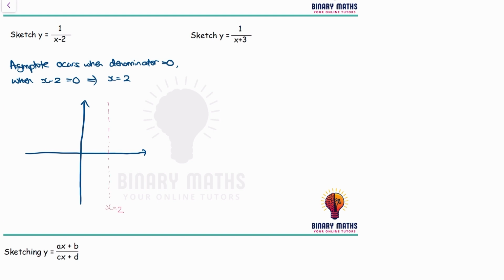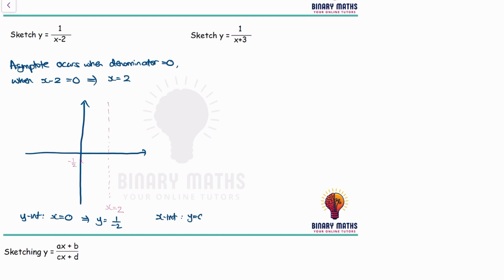x equals 2. Okay, again, we can find the x-intercept and the y-intercept. So we want to get the y-intercept. So x is equal to 0. We know x is equal to 0 at the y-intercept, which means y is equal to 1 over minus 2. So y is equal to minus half, which is somewhere here. So if I were to label it, this is the y-intercept.